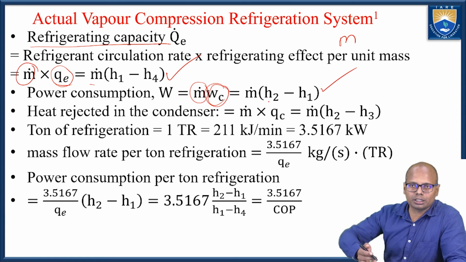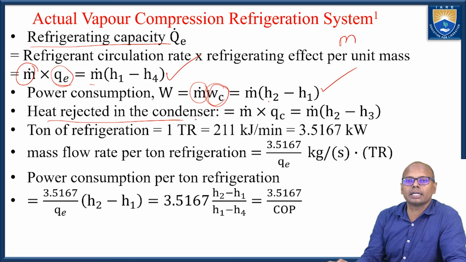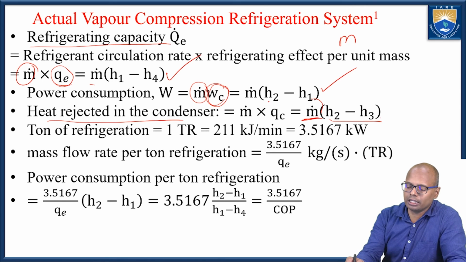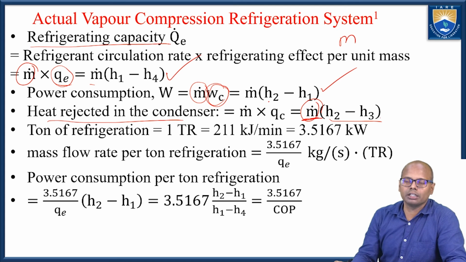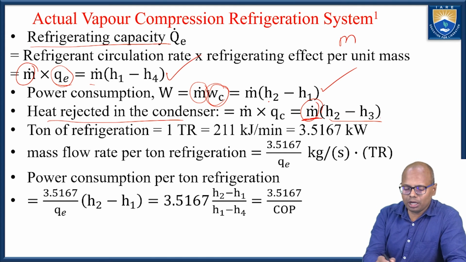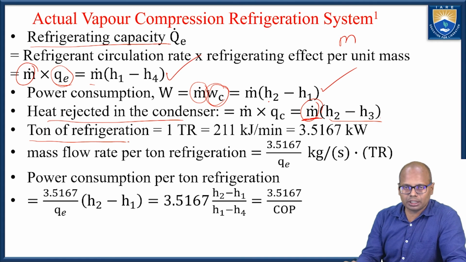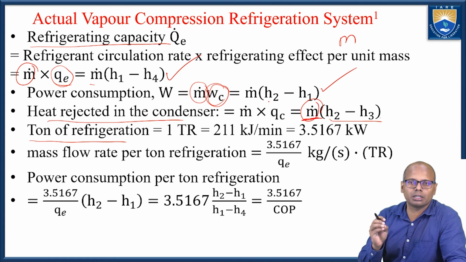Now, sometimes they may ask you what is the amount of heat rejected in the condenser. The amount of heat rejected in the condenser is nothing but mass flow rate into the enthalpy change inside the condenser. The enthalpy change inside the condenser is nothing but H2 minus H3, and the mass flow rate will be given in the question. If I multiply those two, I will get the amount of heat rejected in the condenser. Now, as we all know, what is the ton of refrigeration? Units of refrigeration is 1 ton of refrigeration.